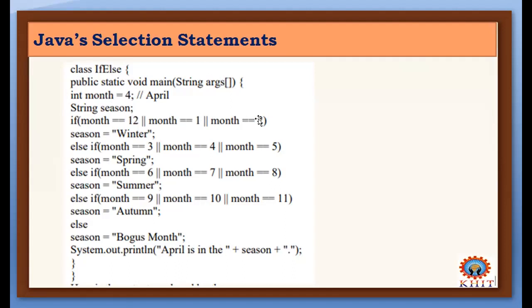If the month is 12 or 1 or 2, then what is the season? We call it winter. It's generally the winter season. December, January, and February are called the winter season.